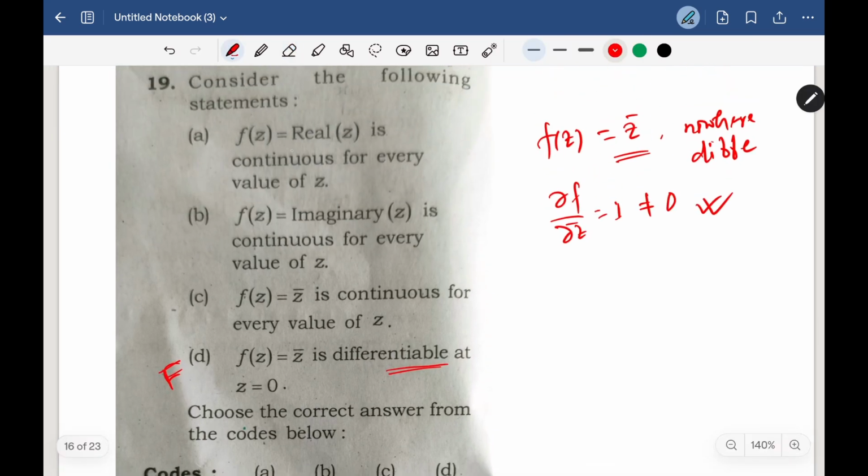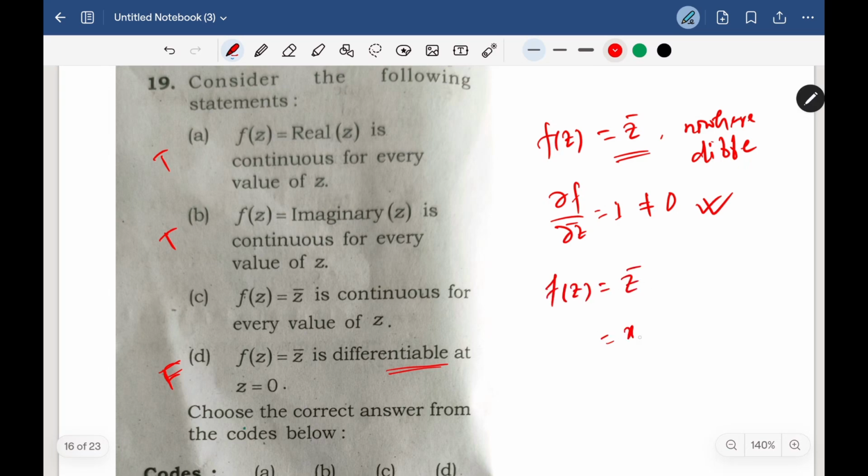In A it says that f of z, the real part of z, is continuous for every value of z. So if you consider f of z to be a constant function, then the real part of z will be continuous. So option A is true. Option B is also true: if you consider f of z constant, then the imaginary part of z will also be continuous.